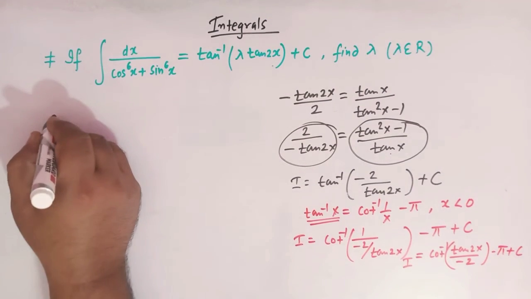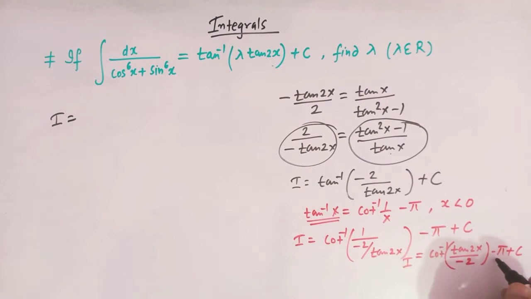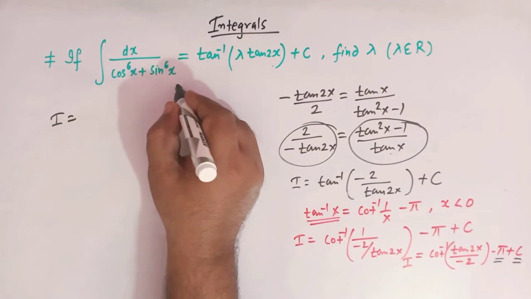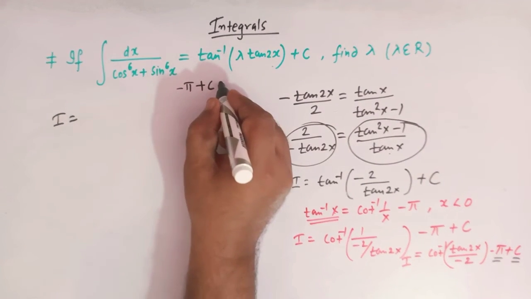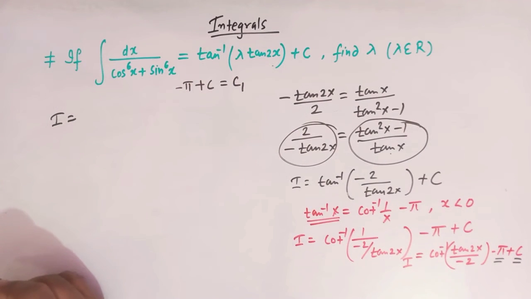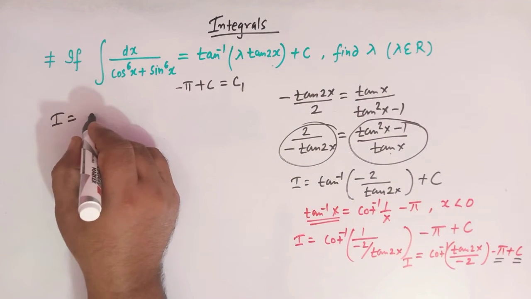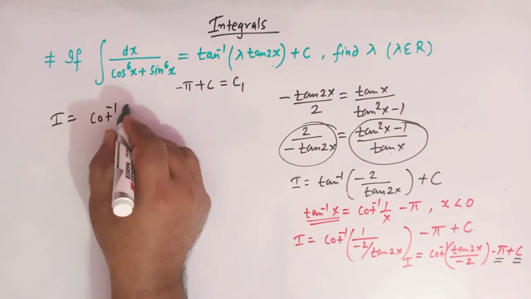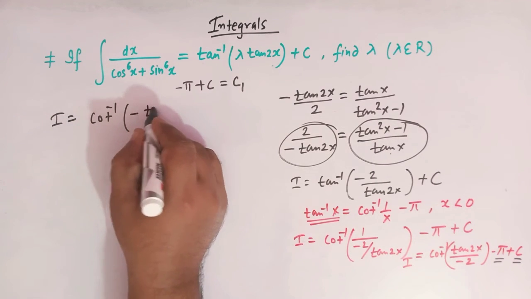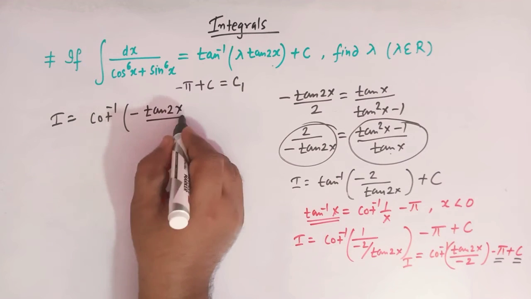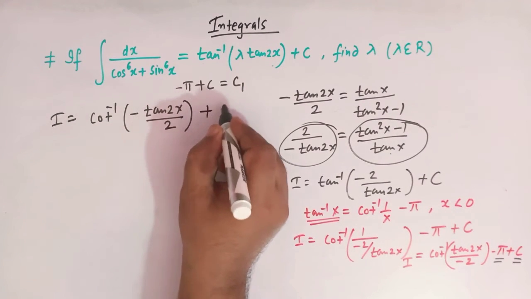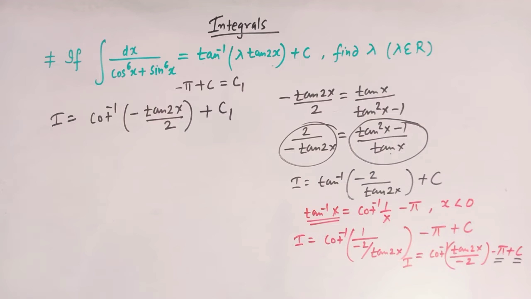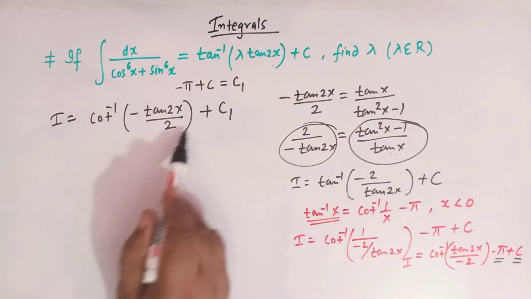Now here we see that pi is a constant, right, and c is also a constant because c is a constant of integration and pi is also a constant. So we can replace minus pi plus c by some other constant, say c1, right? So now I can be written as cot inverse of minus tan 2x divided by 2 plus c1, right?